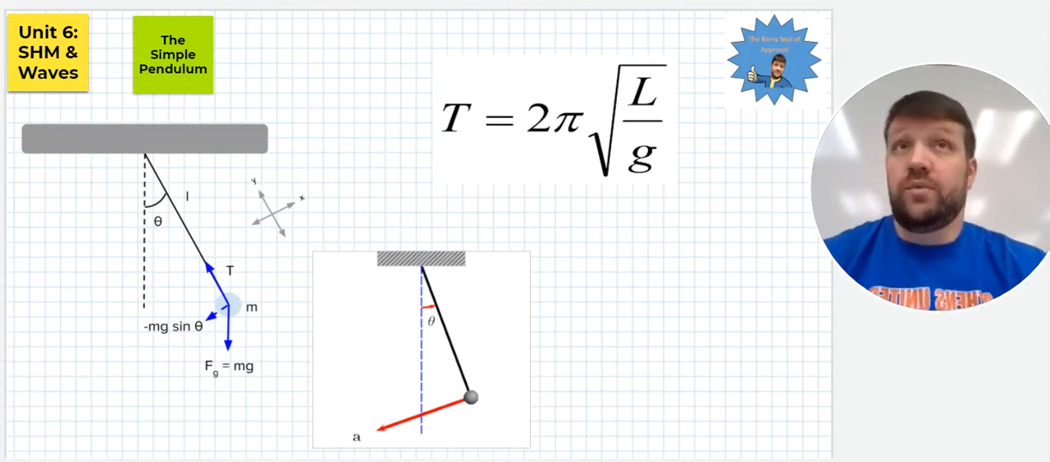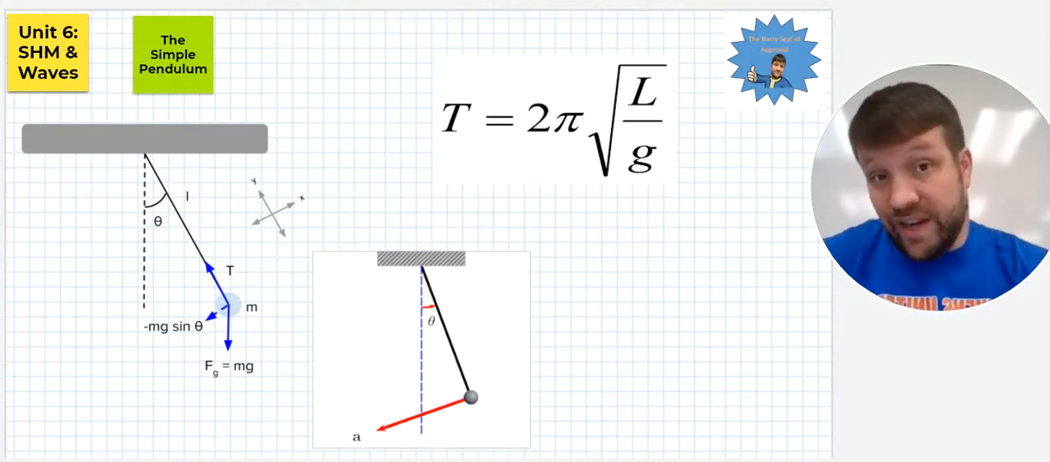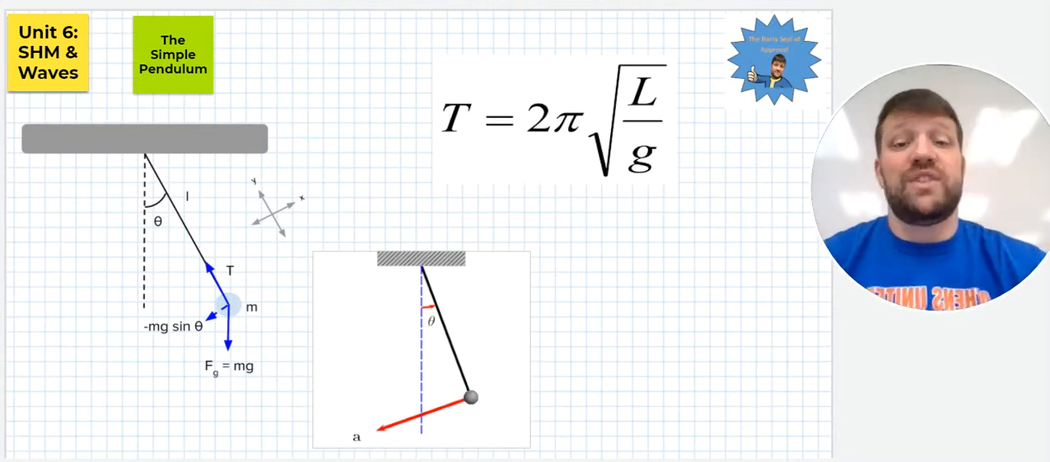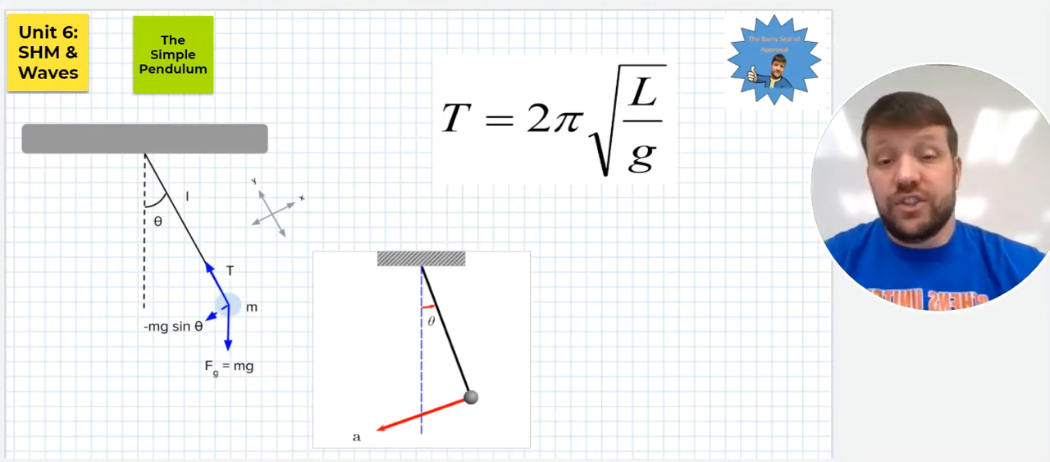Now, luckily for us, we don't really set up pendulums on other planets or in space or things like that. So for the most part, gravity is going to be 9.8 meters per second squared. But if you did go somewhere else or you changed gravity, that would change.